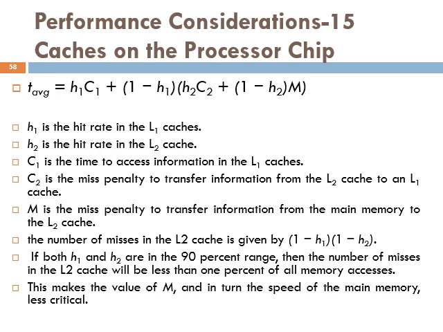Of all memory references made by the processor, the number of misses in the L2 cache is given by (1 − H1) × (1 − H2). If both H1 and H2 are in the 90% range, then the number of misses in the L2 cache will be less than 1% of all memory accesses. This makes the value of M, and in turn the speed of the main memory, less critical.